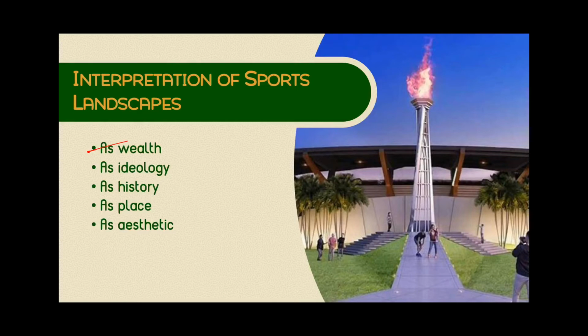Next, we have sport landscape as an ideology. The sport landscape may be viewed as a reflection of various ideologies. Sport landscapes may be explicit responses to nationalism. New national sports may be introduced to countries from more dominant neighbors. The stadium may be an expression of modern technocentric ideology.